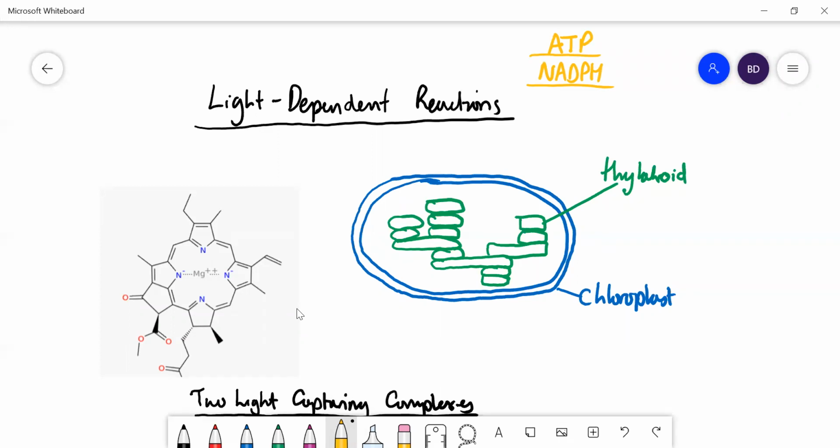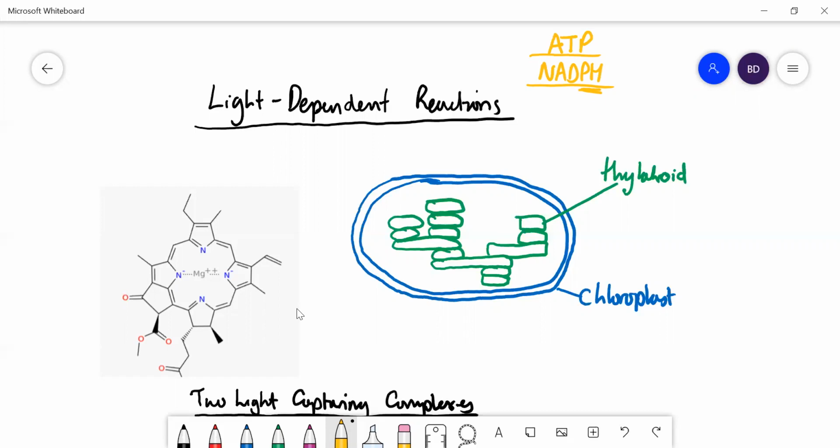reactions, which is probably not a good idea because they don't tend to occur in the dark, but you don't actually need light from there. Okay, so you've got to make ATP and NADPH. NADPH is very similar to NADH, which you've come across in respiration and oxidative phosphorylation and glycolysis and so on. Very similar. The only difference is it's got a phosphate group attached.